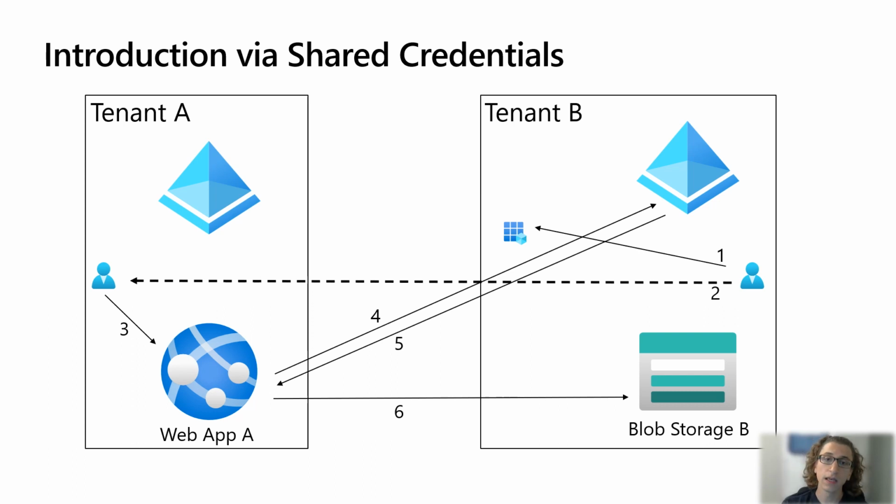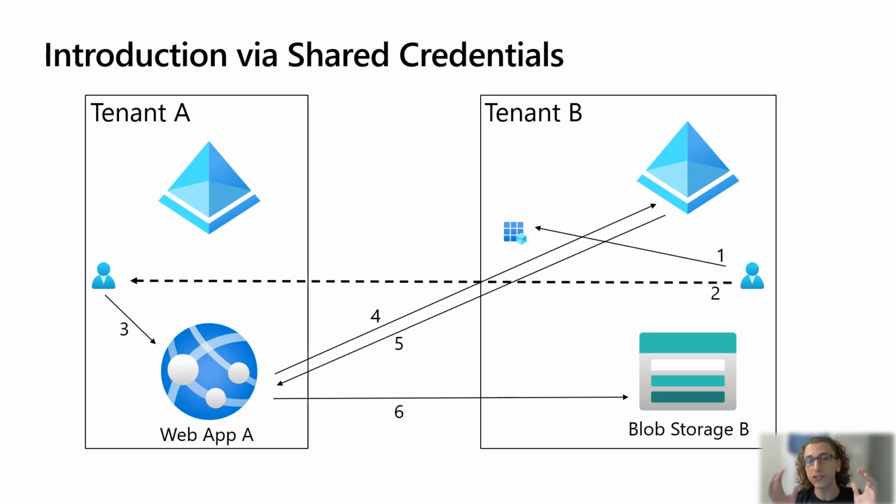That's step 1. As the second step, human B would find some way to communicate this set of credentials to human A in tenant A. Perhaps that's a hand-delivered note, maybe it's snail mail, maybe it's sent over an email, a Teams message, or any other suspect way that humans like to communicate credentials.